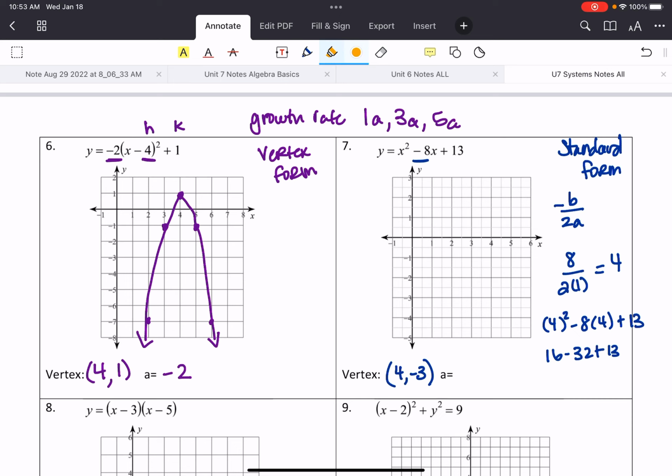Okay, and then my growth rate is still my A. It's right there, which is a +1. So I go to 4, -3, and then I have 1A, 3A, 5A. Well, this one's easy because A is 1. So I'm going to go over 1, up 1 on both sides, over 1, up 3 on both sides. Usually that 5 doesn't fit, but some of them do, so make sure you check it.